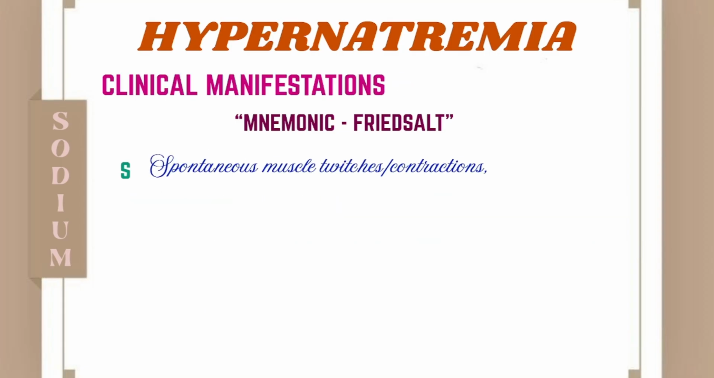S stands for spontaneous muscle twitches or contractions, skeletal muscle weakness, seizure, stupor. We know that sodium is essential for nerve and muscle communication. So if there is an imbalance in the sodium, nerve and muscle communication is not appropriate, so spontaneous muscle twitches or contractions and muscle weakness will occur. Also seizure, which is a CNS condition; because of CNS depression, seizures will occur, and the patient will mainly be in a stupor. The person may go into a coma if it is a very serious condition or if hypernatremia is not treated.